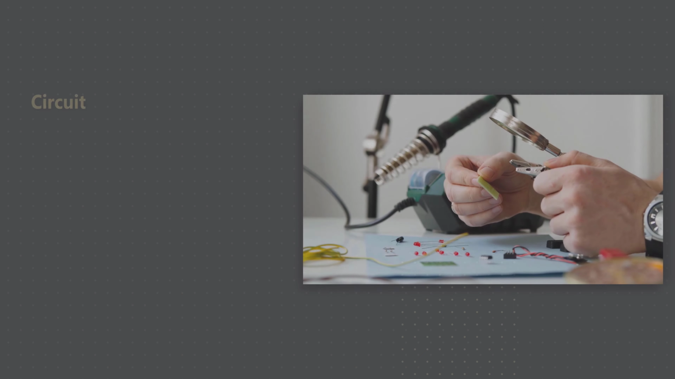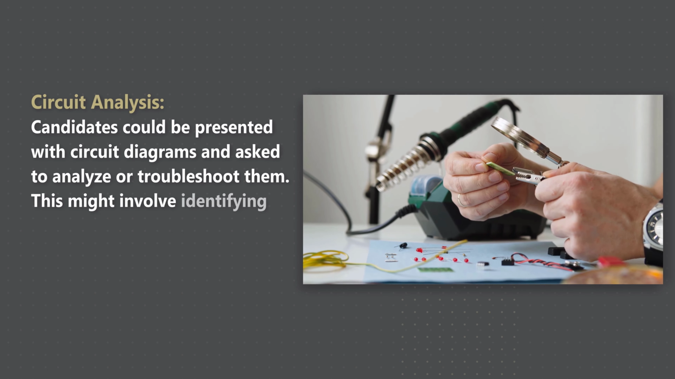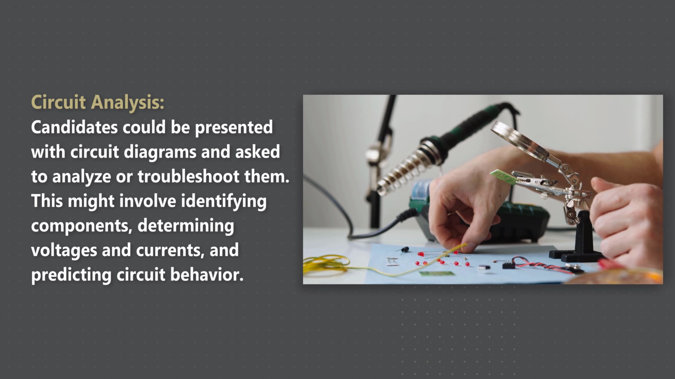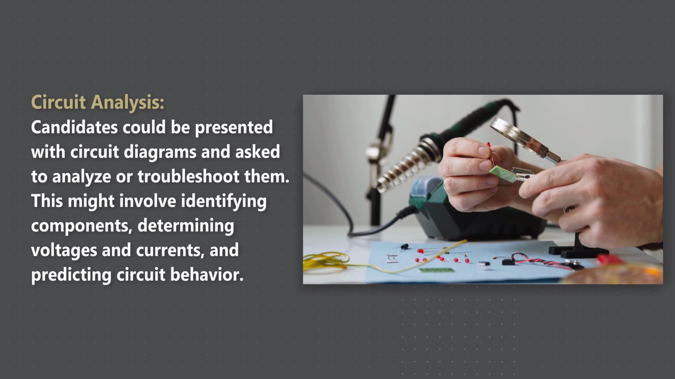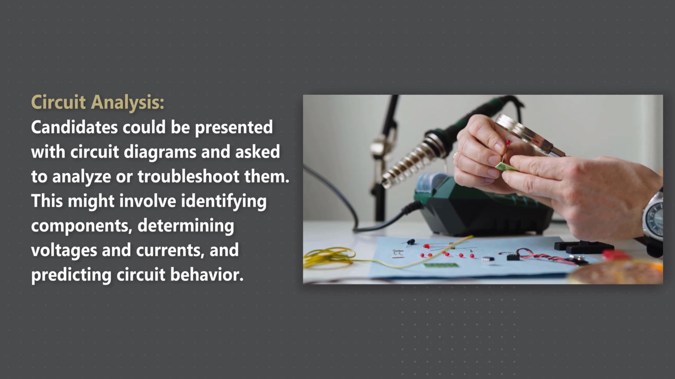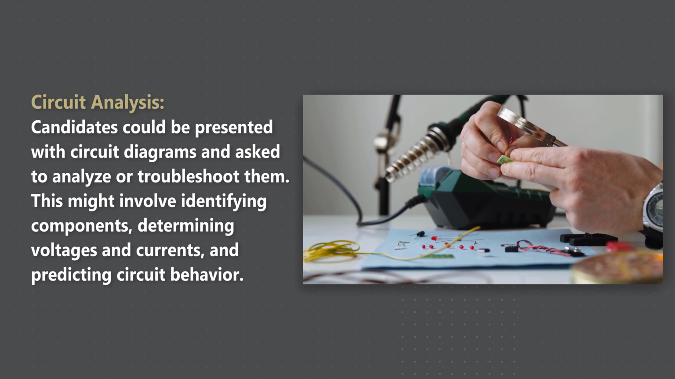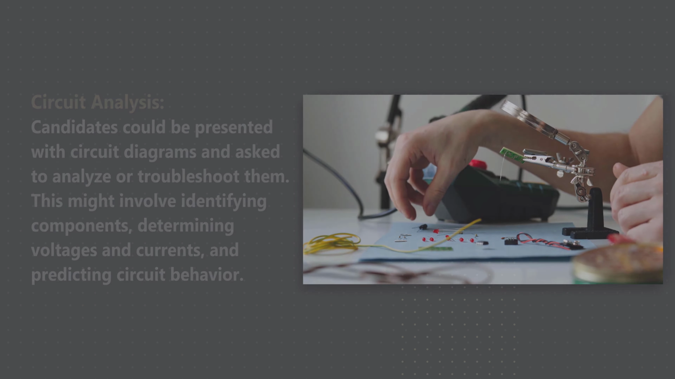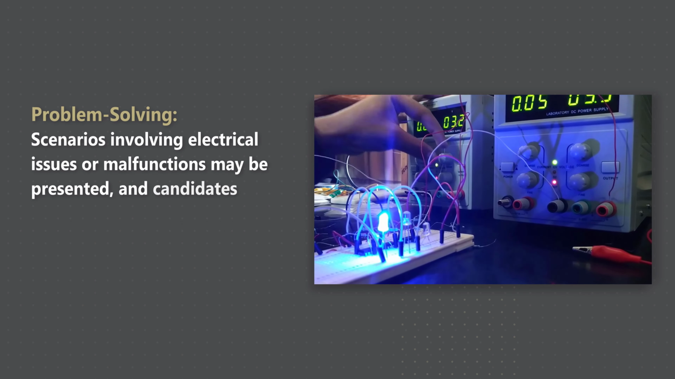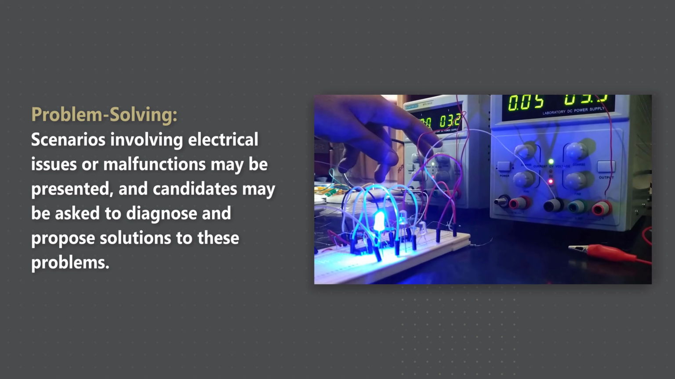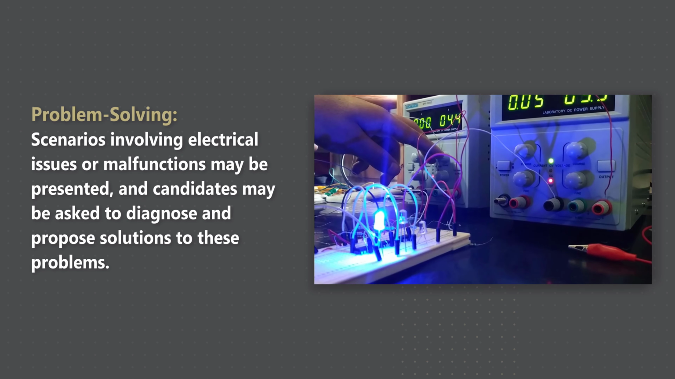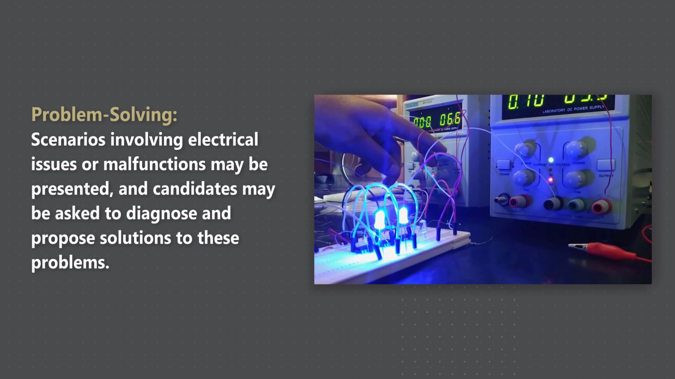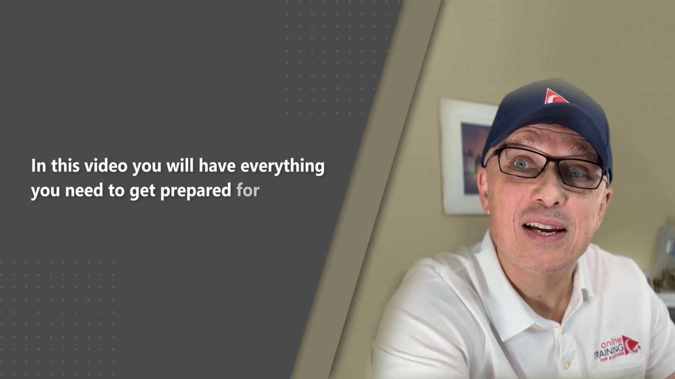Another popular one is circuit analysis, where a candidate could be presented with the circuit diagram and asked to analyze or troubleshoot them. This might involve identifying components, determining voltages and currents, and predicting circuit behavior. Last but not least type of question could be problem solving, where scenarios involving electrical issues or malfunctioning may be presented, and candidate may be asked to diagnose and propose solutions to these problems. Let's look at some sample electrical skill questions we frequently see on the test.